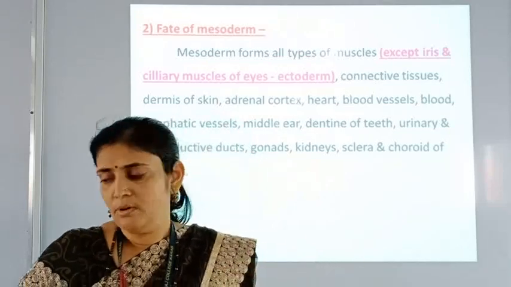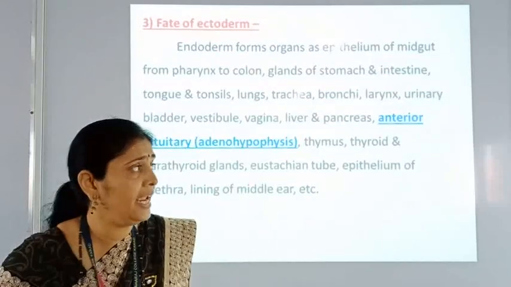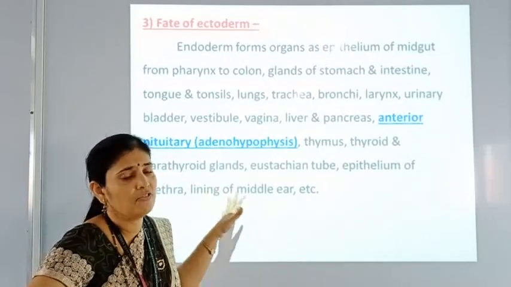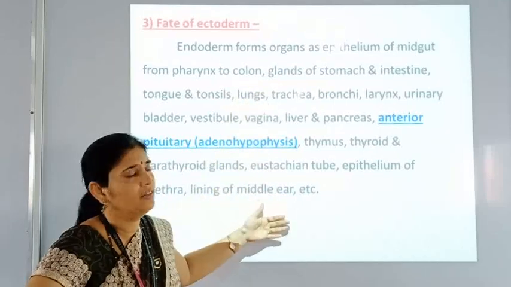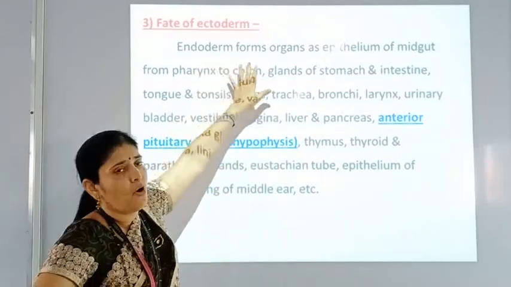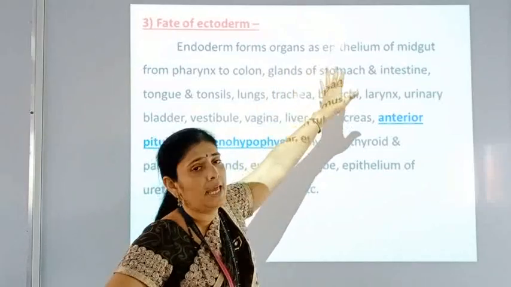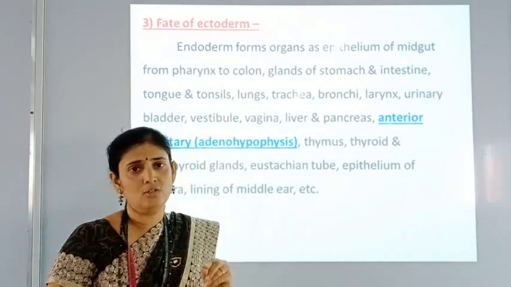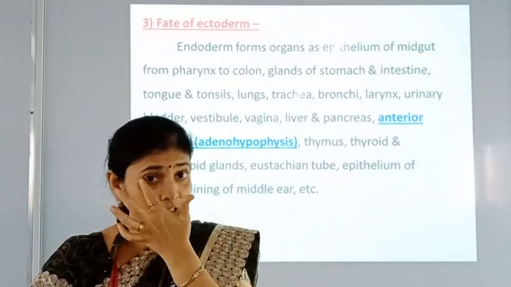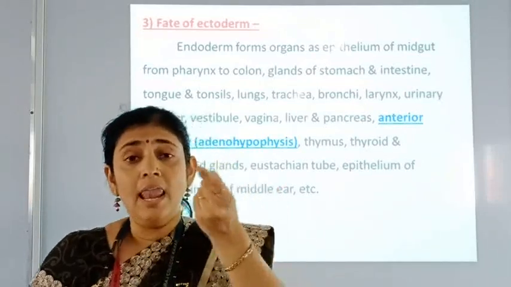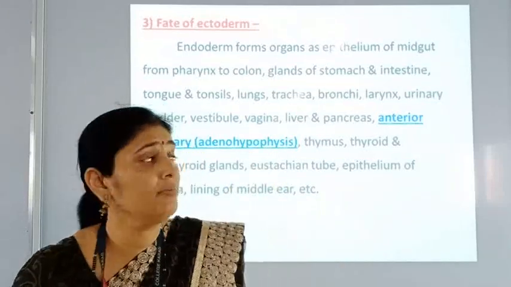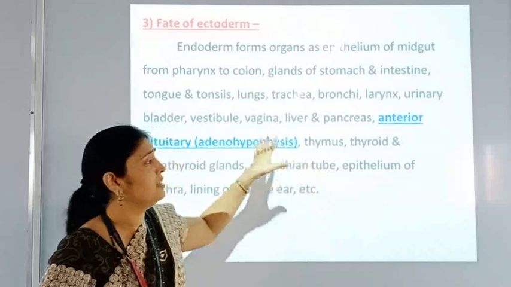Okay. Now the third layer here is the endoderm, and the different body organs or parts which are derived from the endoderm are listed here. So endoderm forms organs such as the epithelium of midgut from pharynx to colon. So here this endoderm is forming an epithelial layer around our digestive system, that is from the midgut, from pharynx to colon.